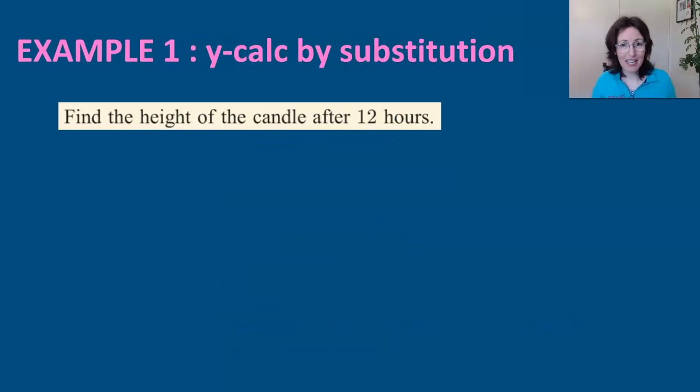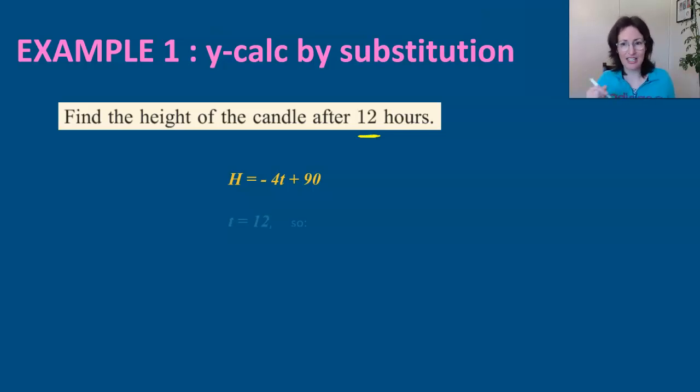We then need to use that information to solve some questions. So what's the height of the candle after 12 hours? Have we got the h or the t value? This number here, this 12, is a time value. So let's substitute that in. Here's our formula. H is equal to -4t plus 90. We've been given a t value of 12.